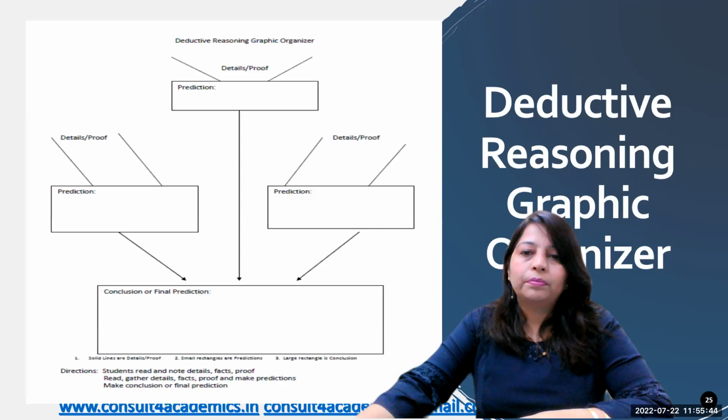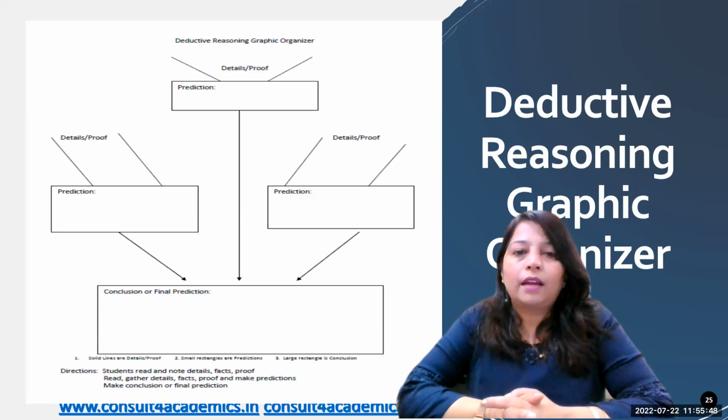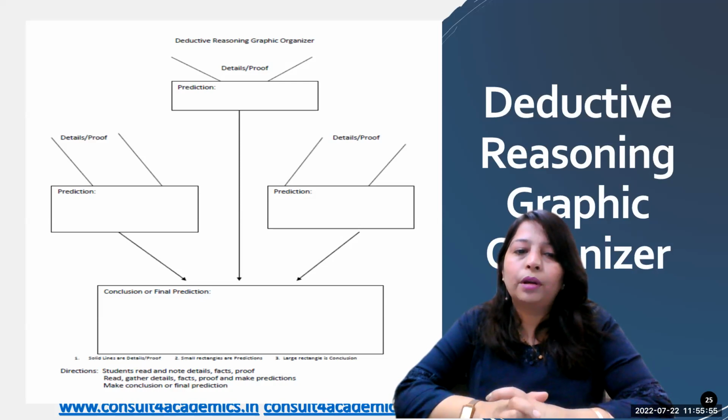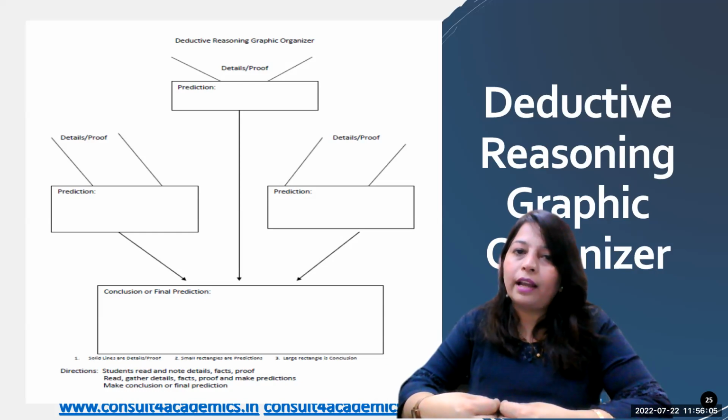And now the deductive reasoning graphic organizer. I have shared this in my previous videos as well. You may ask your students to come to the final conclusion from the predictions. They write the details of the proofs, they predict something, and then after collecting those predictions, they come to the final prediction.